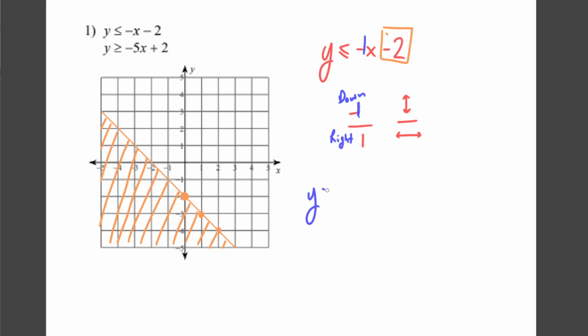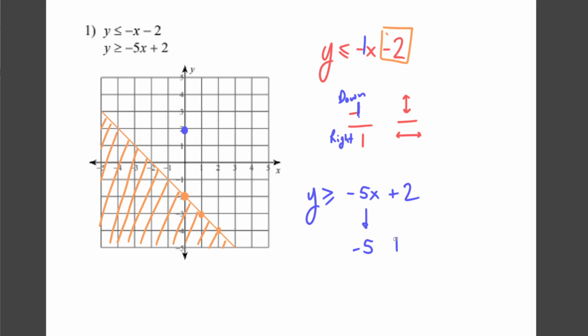Y is greater than or equal to -5x plus 2. Just like beforehand, we have to have a starting position, which is our y-intercept, +2 this time. So +2. And then from here, we have -5 is our slope.